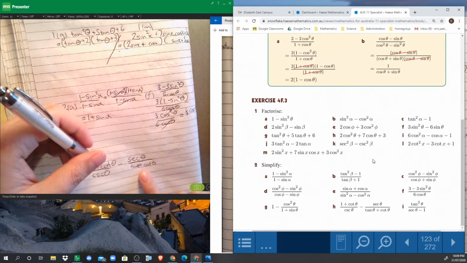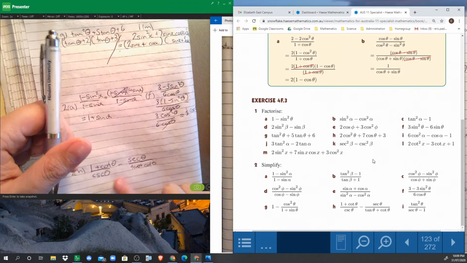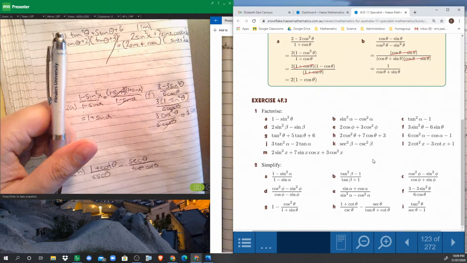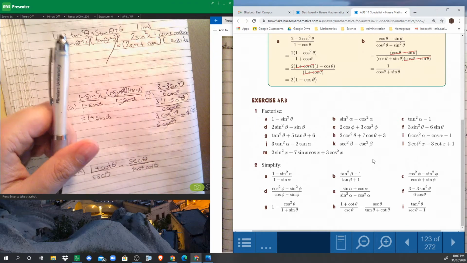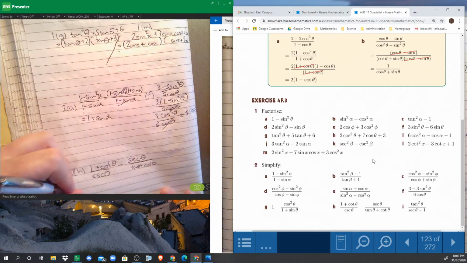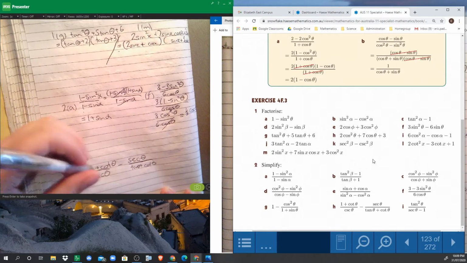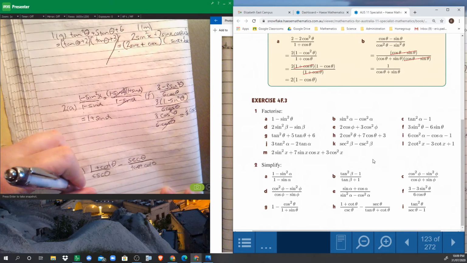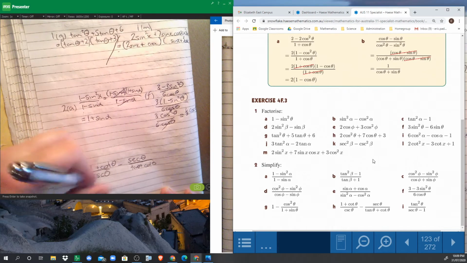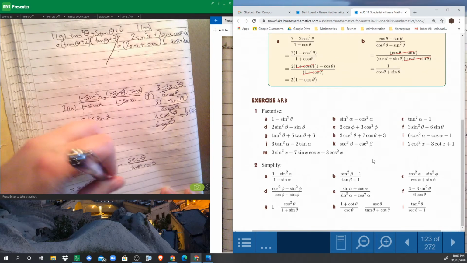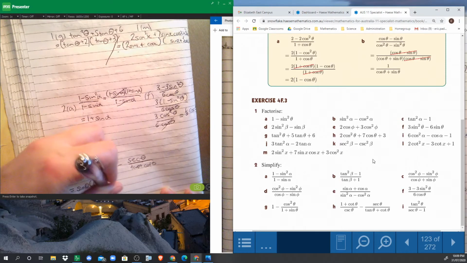Well, maybe I'll just attempt to get on the same denominator. This is a bit convoluted. All right, so first of all, cosec, I might as well just bring that up. That's 1 over sine theta, and 1 plus cot is cosine theta over sine theta.